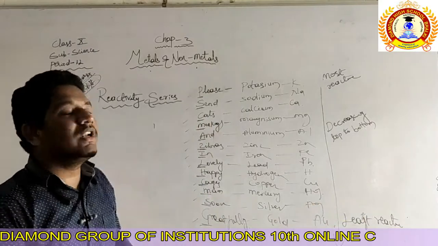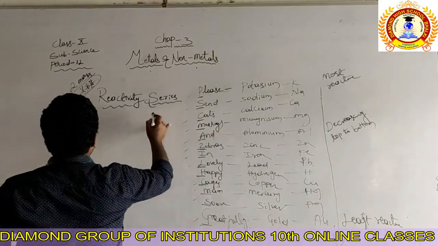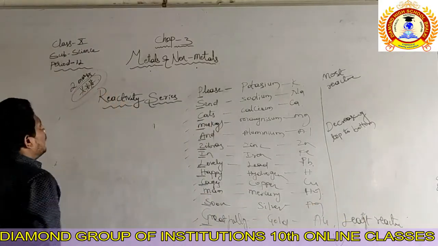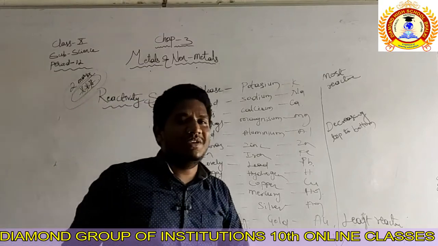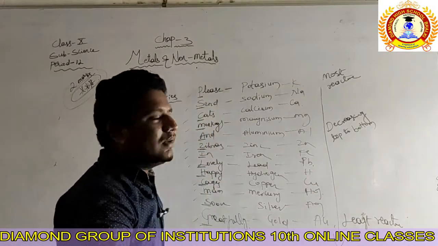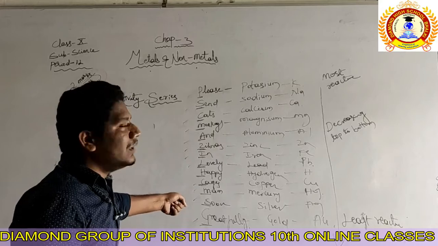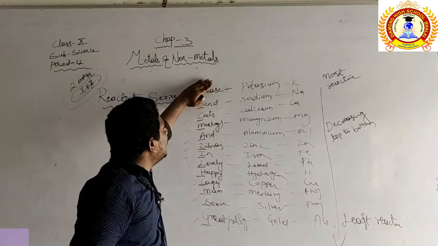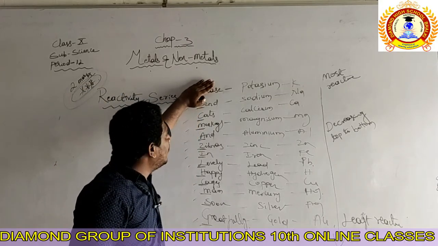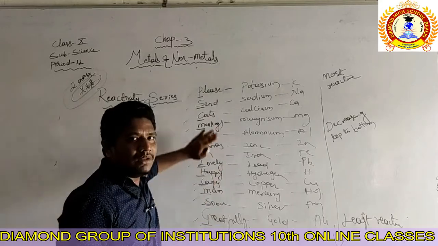So it was a very easy trick to remember the whole reactivity series, and this question will arise for 2 marks in the annual examination. So practice it and try to remember all the things. No need to write this one in the annual examination. If you write this one, he will think that you are foolish.